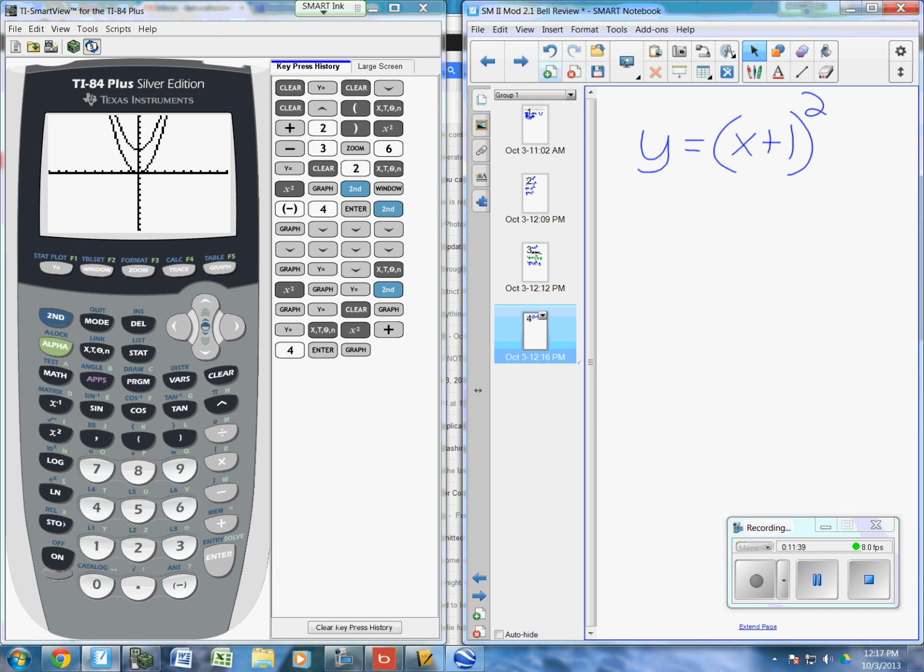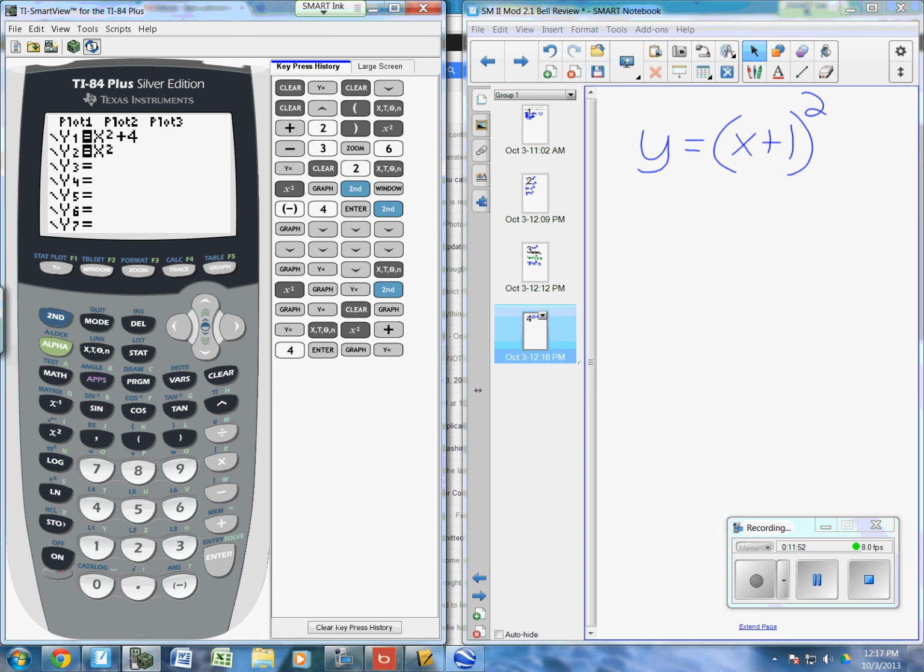McKenna, what'd you say? Do you remember when you were doing this on your task sheet right here? When you had x plus 1, it shifted it to the left one. So watch. We'll do this right here. We're going to change this one to parenthesis x plus 1 squared. Okay? When I graph x plus 1 squared, it shifts it to the left.